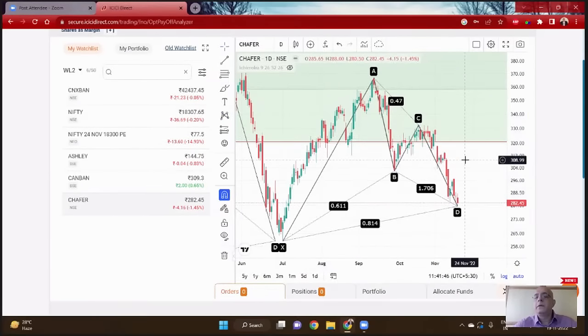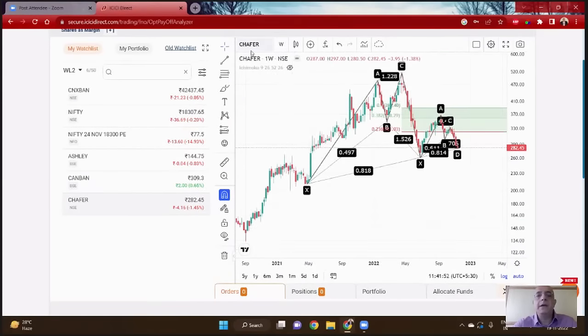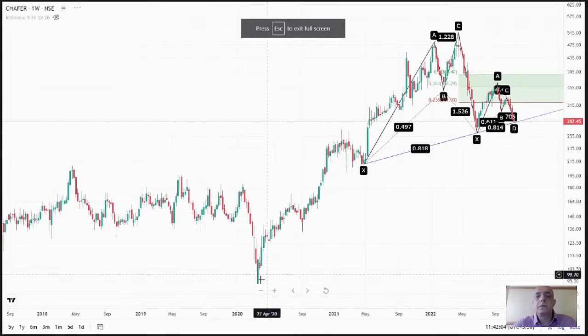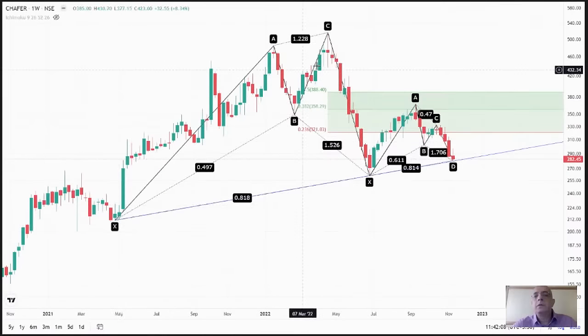Right here. Out here. So let me look at it on the weekly once, and explain again the logic behind it. Let me expand it. So again, one bullish structure leading to another bullish structure.